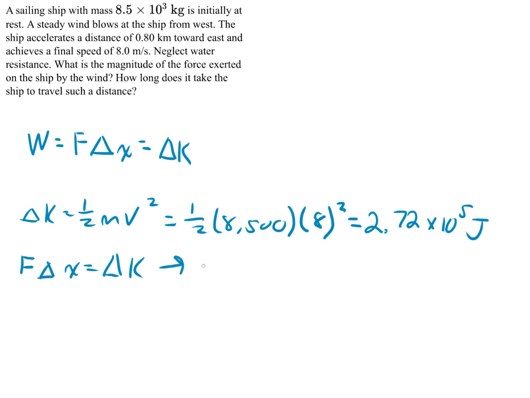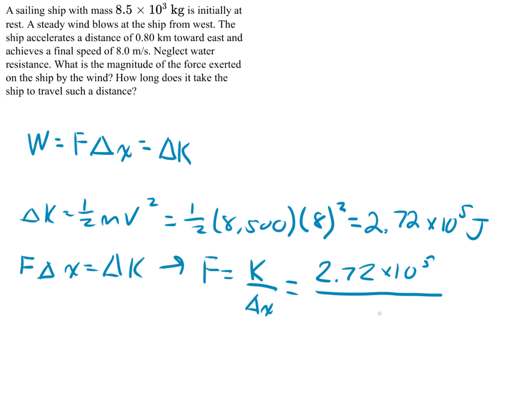All we need to do is divide the kinetic energy. I'm just going to write it as K, since there really isn't much change. It's just the final kinetic energy, since the object initially has no kinetic energy, divided by the displacement. So this is simply equal to the kinetic energy that we just calculated of 272,000 joules divided by the displacement of 0.8 kilometers.